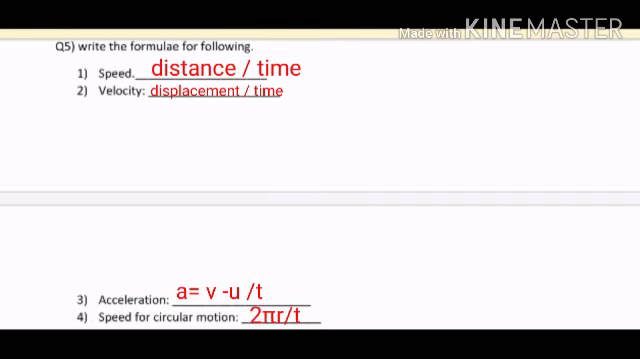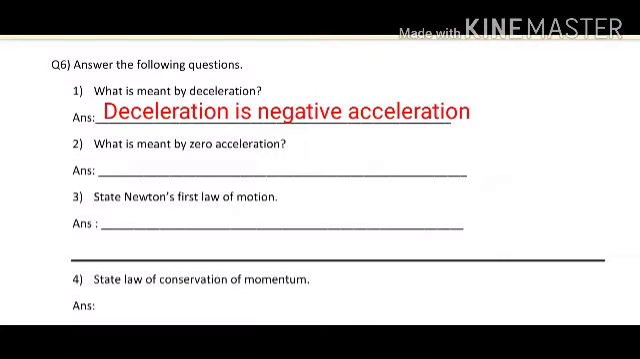The last one is speed for circular motion and the formula is 2 pi r upon t. Speed formula is distance upon time, but here distance is the circumference of the circle, that is 2 pi r.